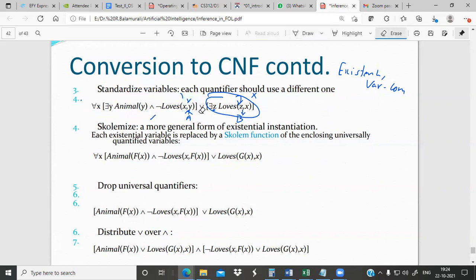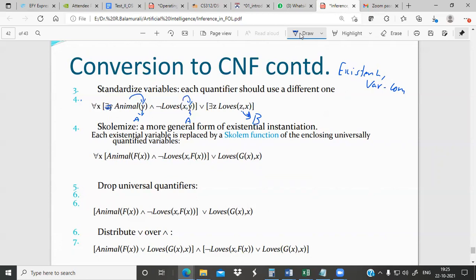But if you replace this y with a and z with b, then the meaning will not be preserved. For example, if you replace y with a, and z with b, and remove the there exists, the meaning will become something like this. There is one specific animal a, because when you use a constant, it becomes one specific animal a, and x does not love that animal. Here z is replaced with b.